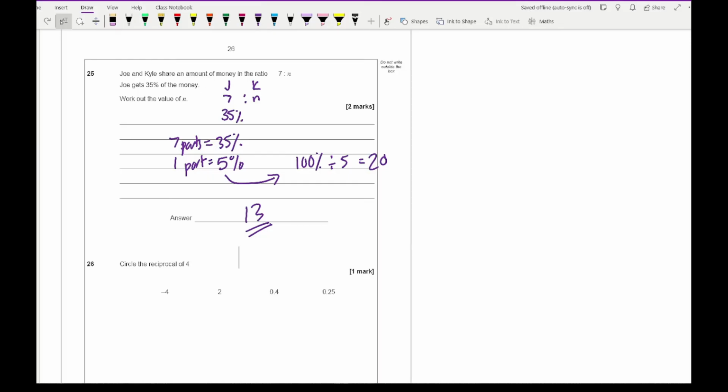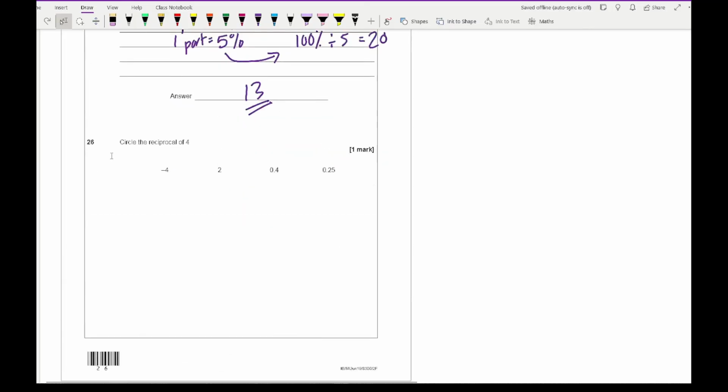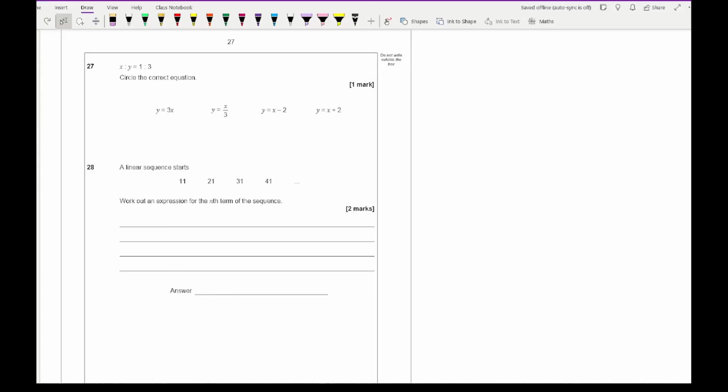Now moving on to our next question, which is question 26. It says circle the reciprocal of 4. The word reciprocal just means 1 over, so it's 1 over 4. Now 1 over 4 we should know is the same as 0.25. Now moving on to question 27.